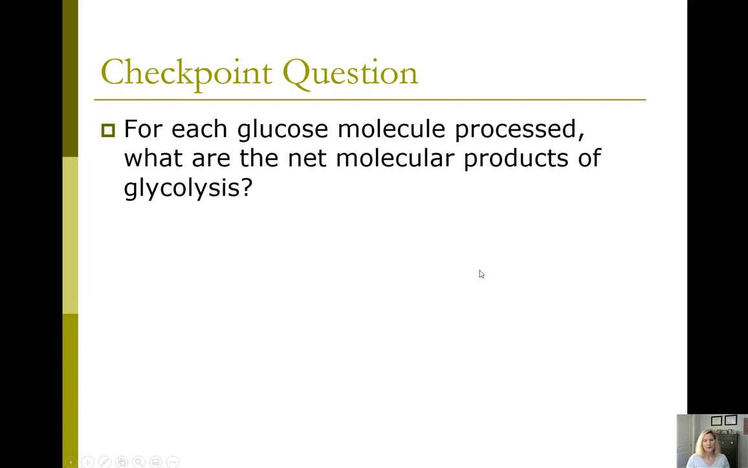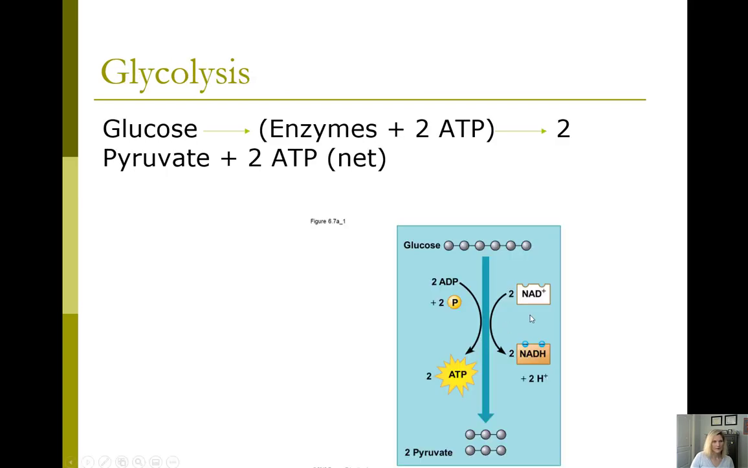So here's a question for you. For each glucose molecule processed, what are the net molecular products of glycolysis? All right, so what did we end up getting? We ended up getting 2 pyruvates, okay, and 2 ATP and 2 NADH. You don't need to worry about the protons, they just get used. But this is basically the input, and then you see that we have different enzymes. You don't need to memorize the enzymes, plus that 2 ATP energy investment pays off for a net total of 2 ATP plus 2 pyruvates, plus I guess I should write 2 NADH.